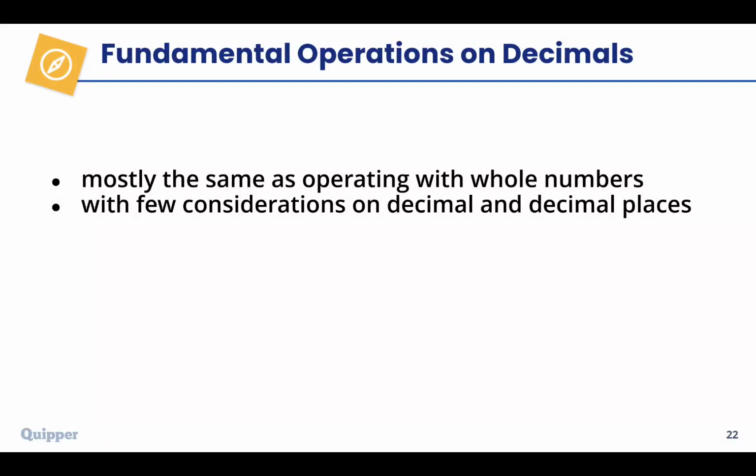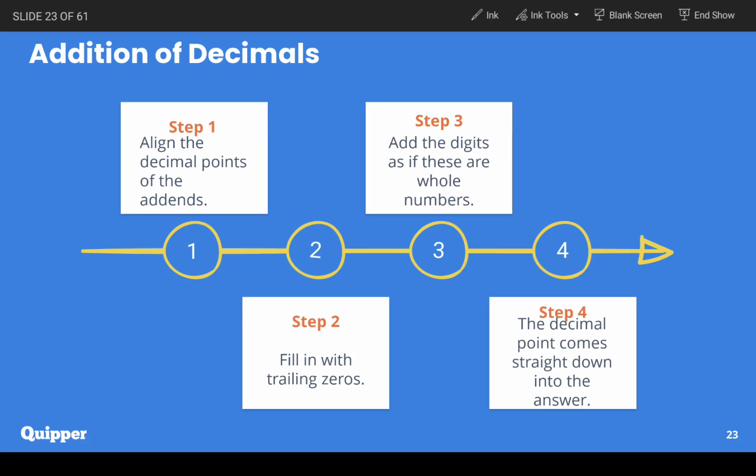Now, let's proceed with the fundamental operations on decimals. Okay, so this is the application of addition, subtraction, multiplication, and division of decimals. On addition of decimals, we have to follow the following steps. First is align the decimal points of the addends. So we have two addends, so we're just going to align the decimal point.